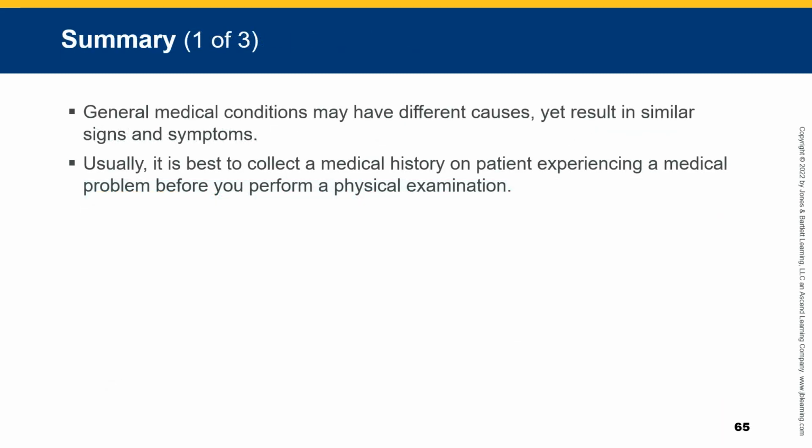So let's go through a summary of what we've covered in this chapter. General medical conditions may have different causes, yet can result in similar signs and symptoms. EMRs who are skilled at recognizing signs and symptoms of various general medical conditions and are knowledgeable about general treatment guidelines will be able to provide immediate care for patients even if they are not able to determine the exact cause of the problems. With a patient who has general medical complaints, follow the systematic patient assessment sequence.